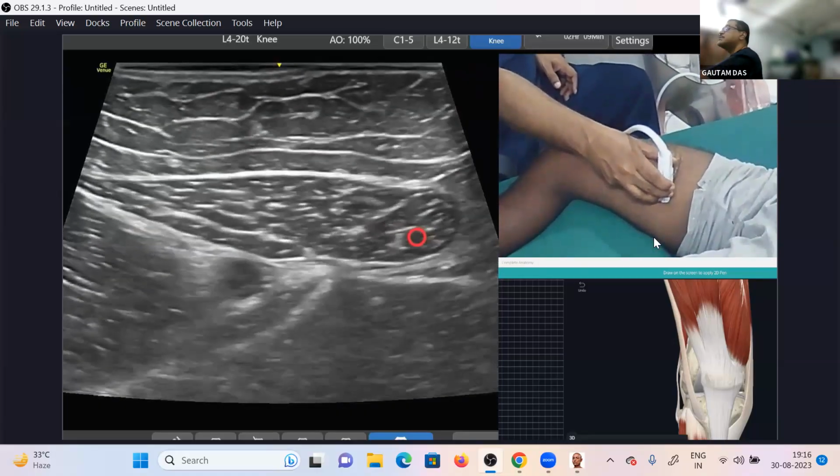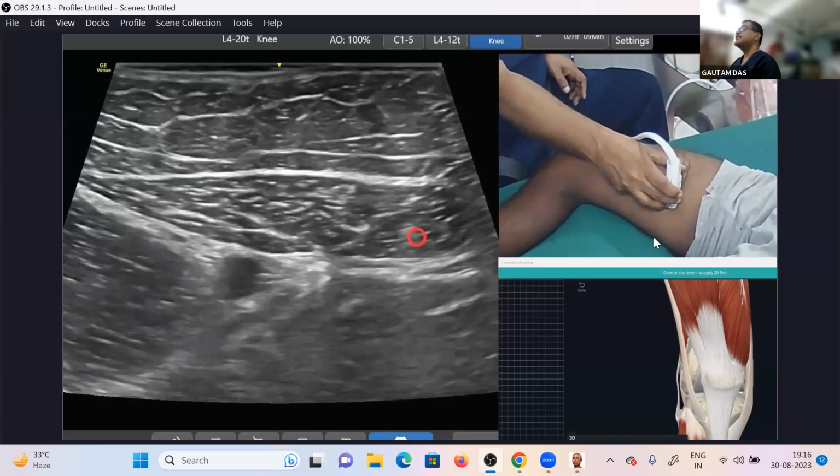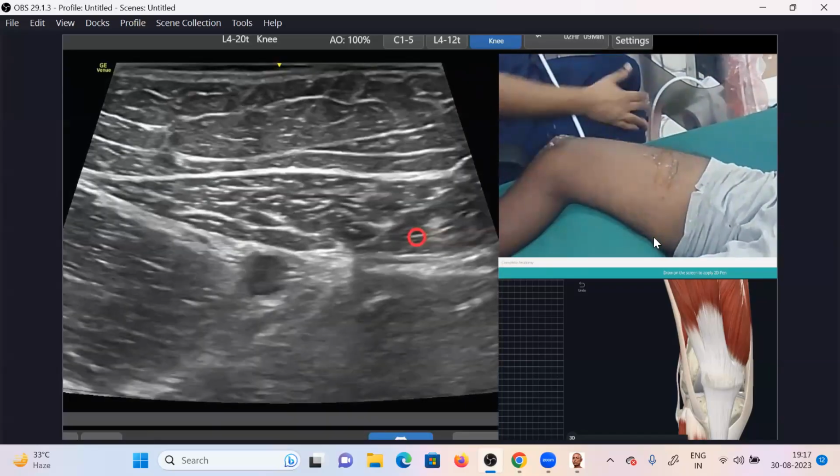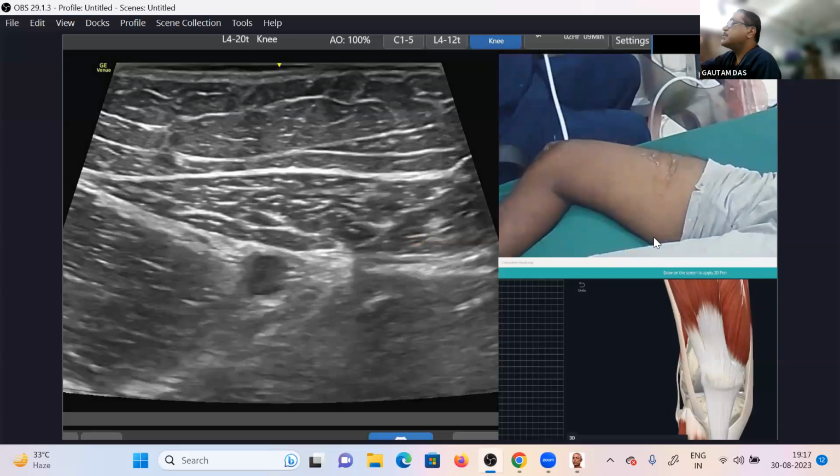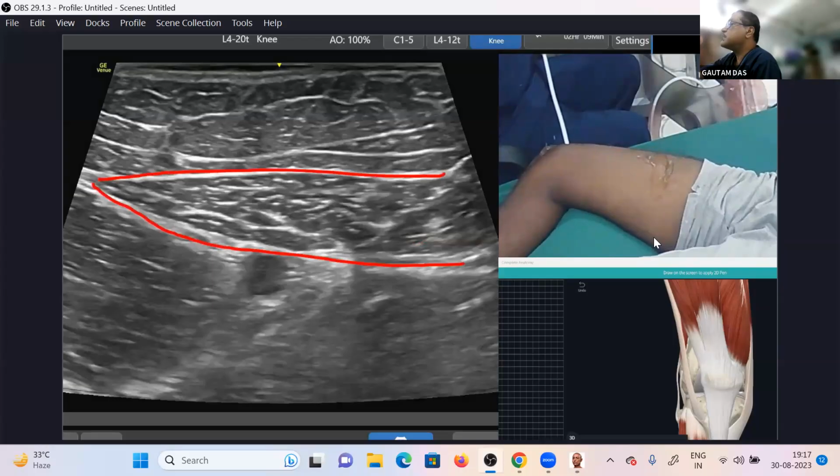Everybody can appreciate this. Yes, sir. What are the structures here? Many of you are anesthesiologists. I'm sure all of you are doing these things. So this muscle is your sartorius muscle. Sartorius muscle is basically a triangular, boat-shaped muscle. This muscle is what?